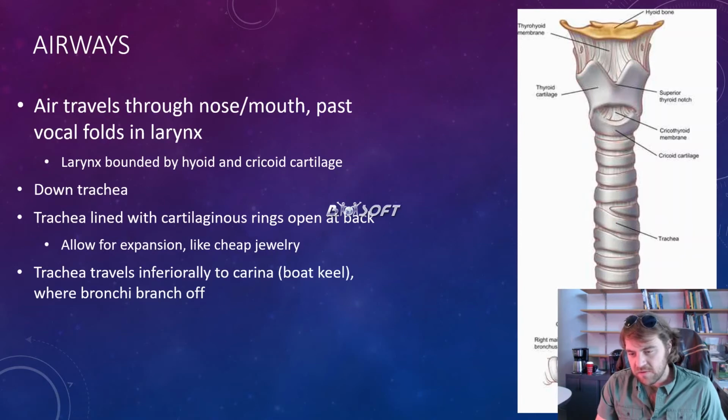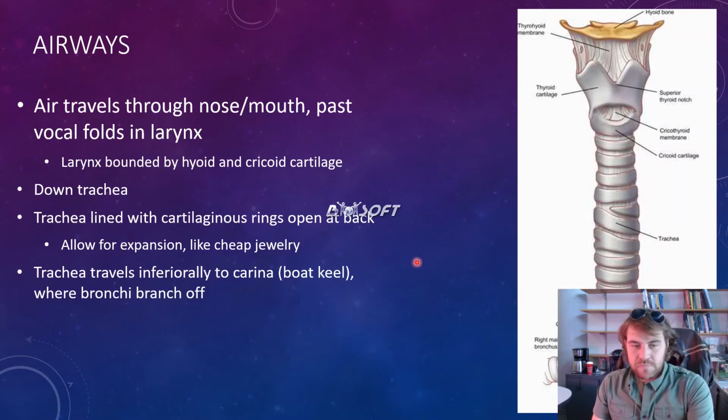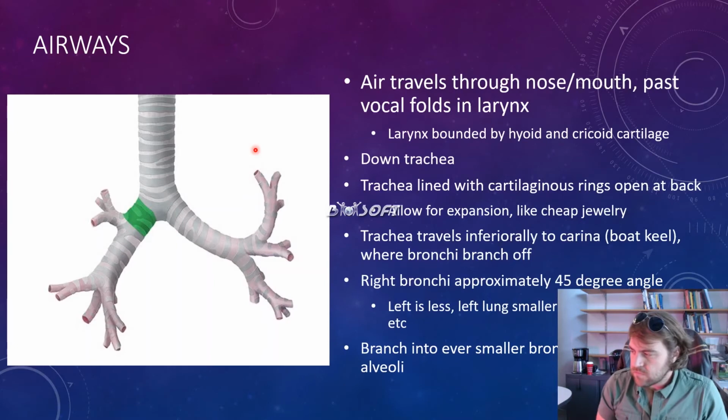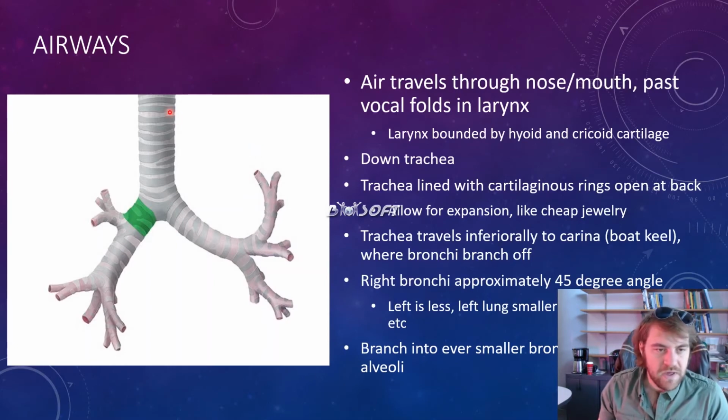All right. So the trachea is going to be the main airway. Air flows down here to this. This is called the carina. I'm not going to ask you about that on the exam, but it's kind of interesting to know about. It's shaped like a boat keel, and carina means boat keel. This is where you have your bronchus branch off from the trachea, right? All right, so here's the trachea and the carina, and then the two bronchial tubes.